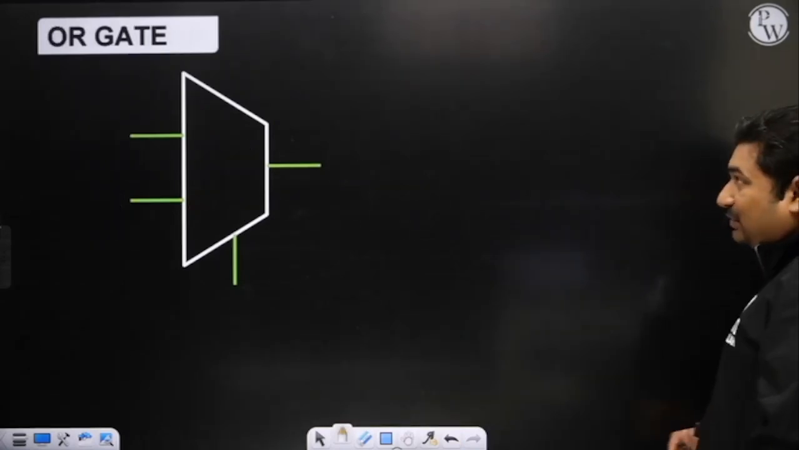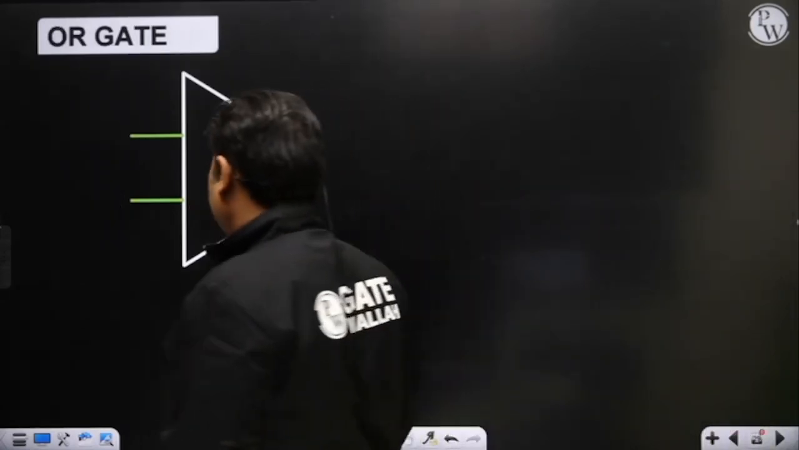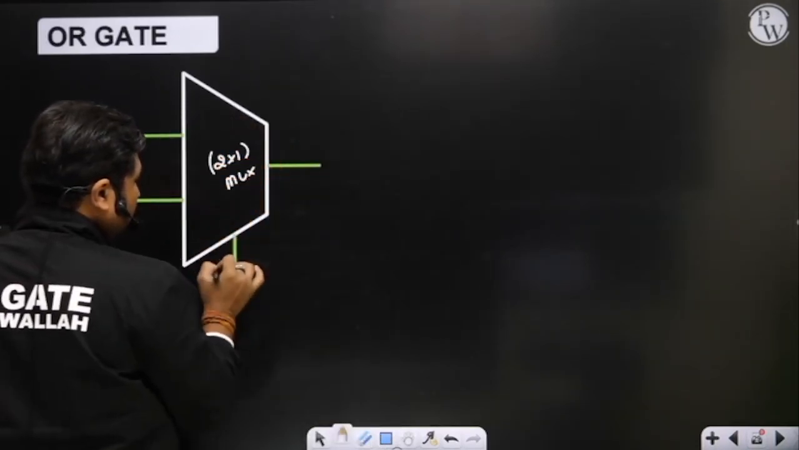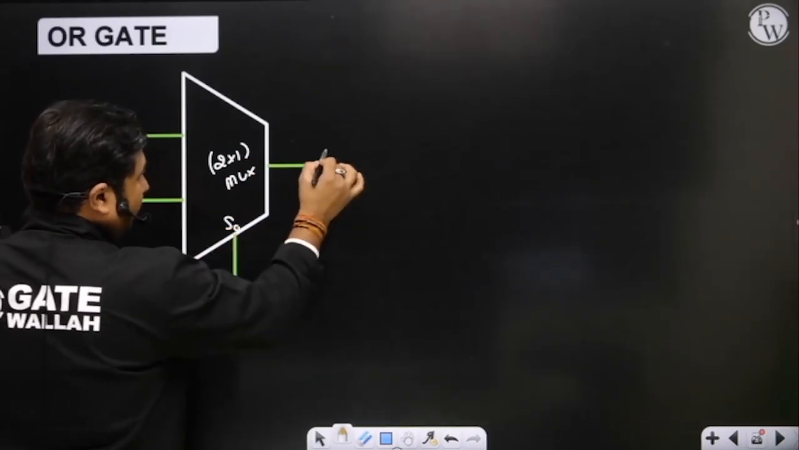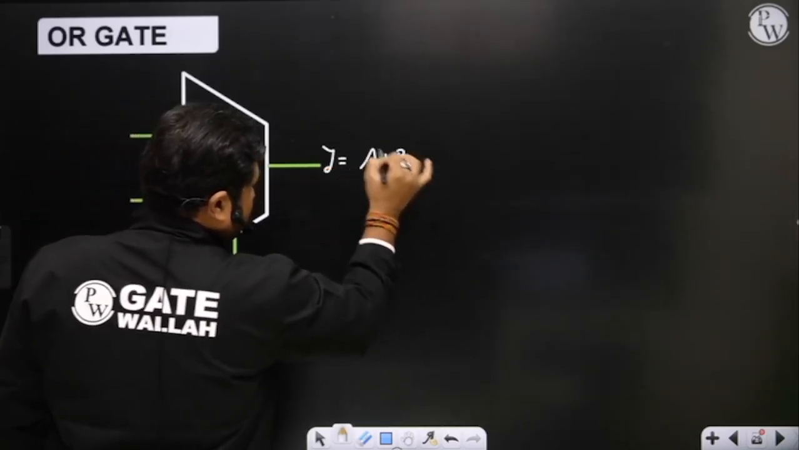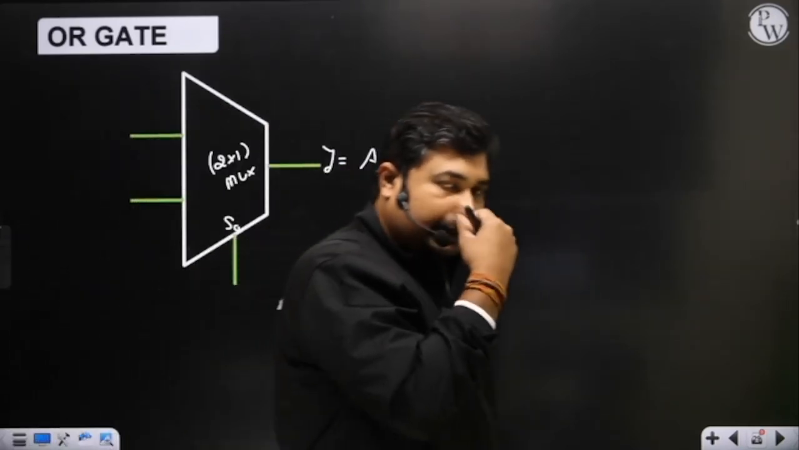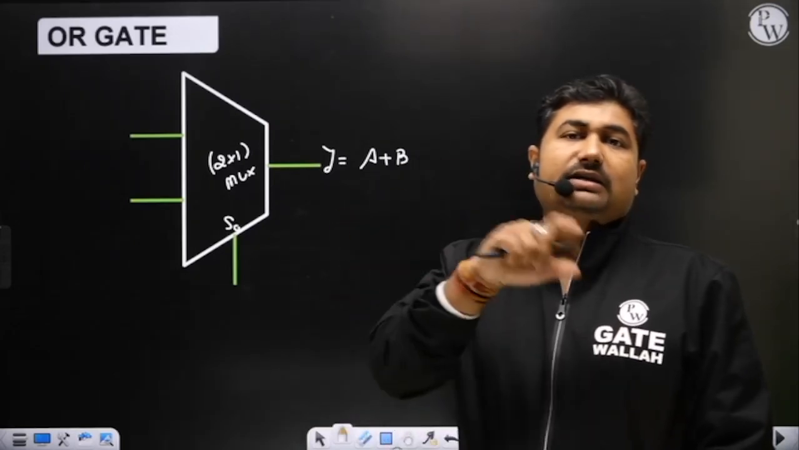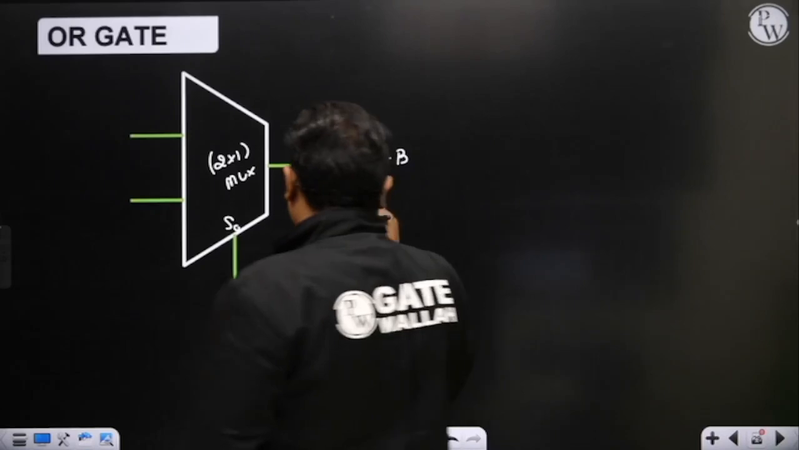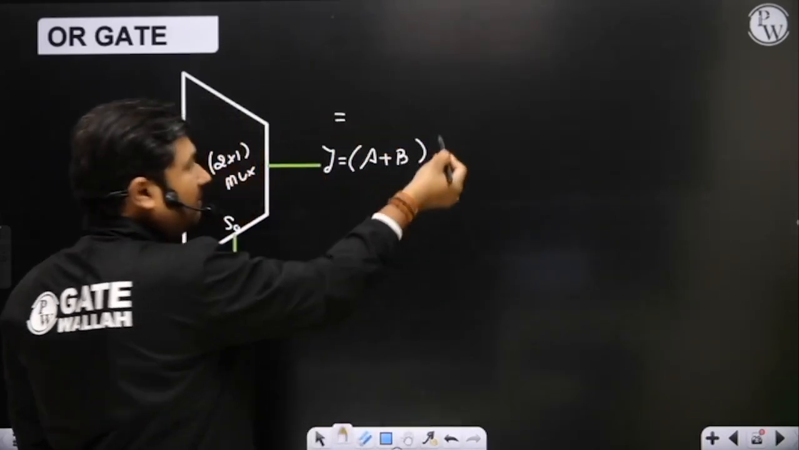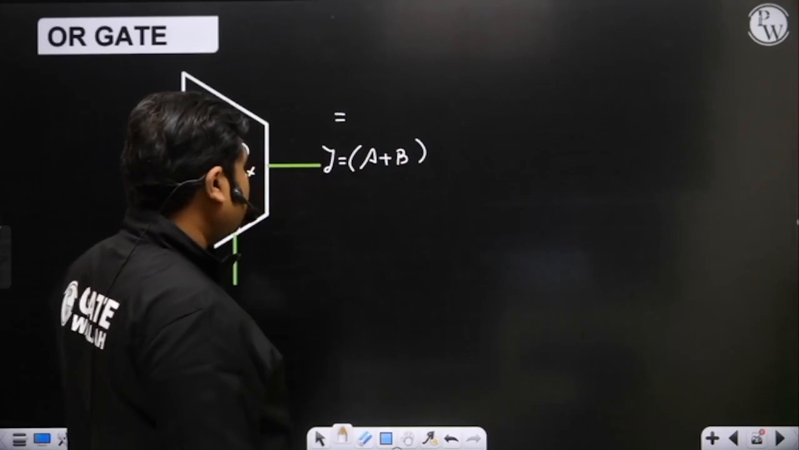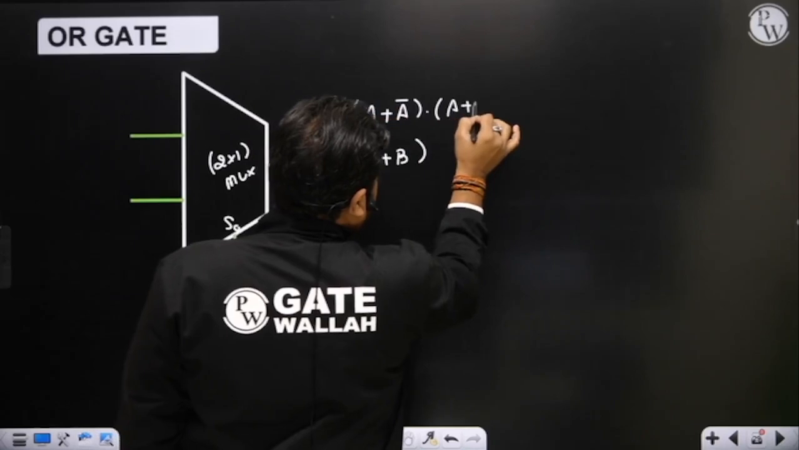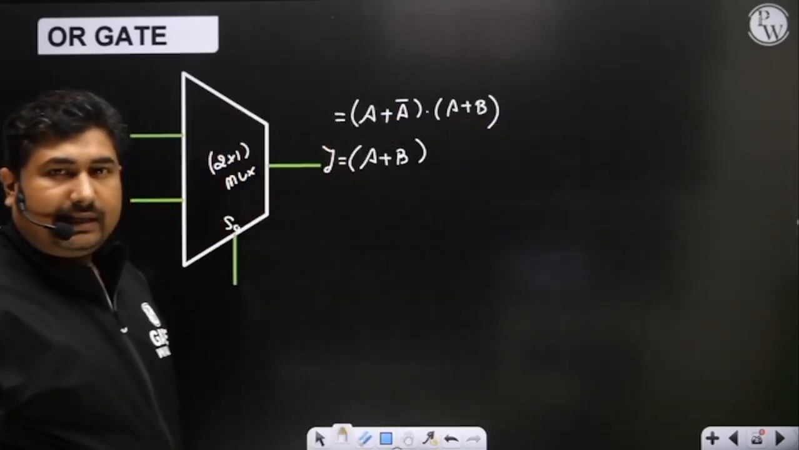Come to the next gate, OR gate. I want to implement OR gate by using a 2x1 size multiplexer. So we have a select line and we want y is equal to a plus b. The difficulty is that a multiplexer can only give a SOP function because the circuit is an AND-OR circuit. So we need to write this function in some other format. So how to write? Please observe. We are all aware of the term a bar into a plus b. Can I write in this way?